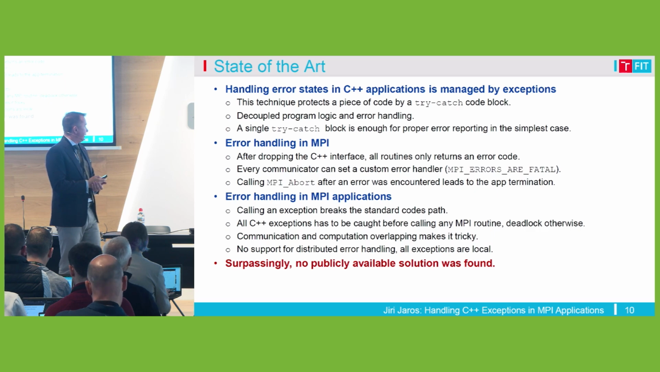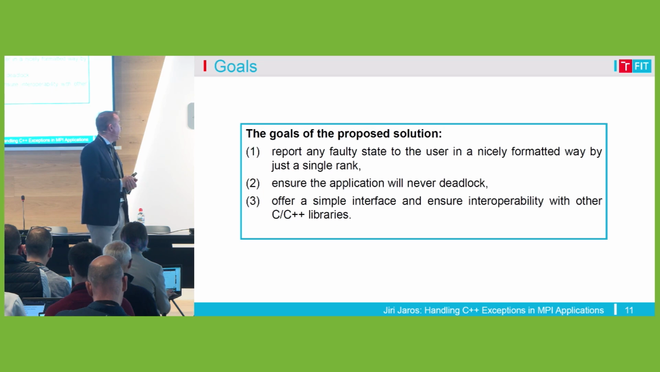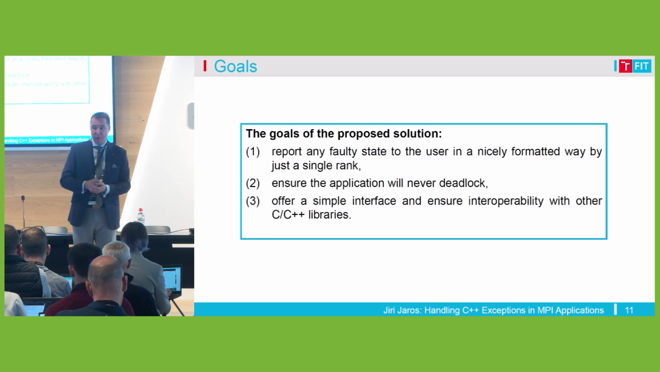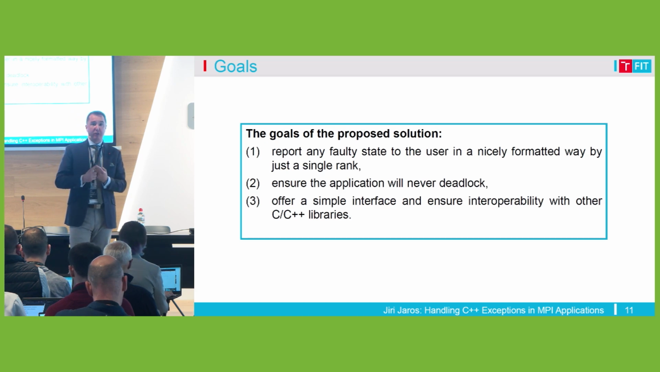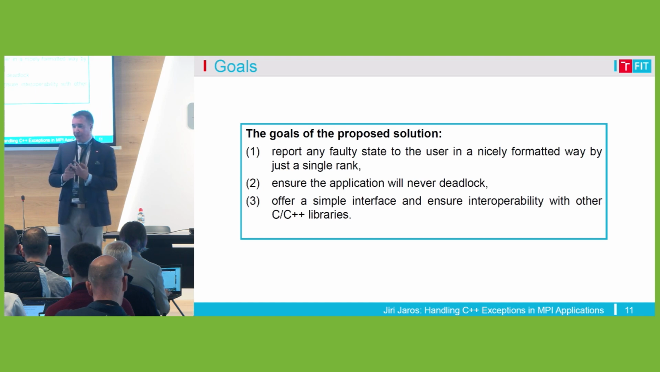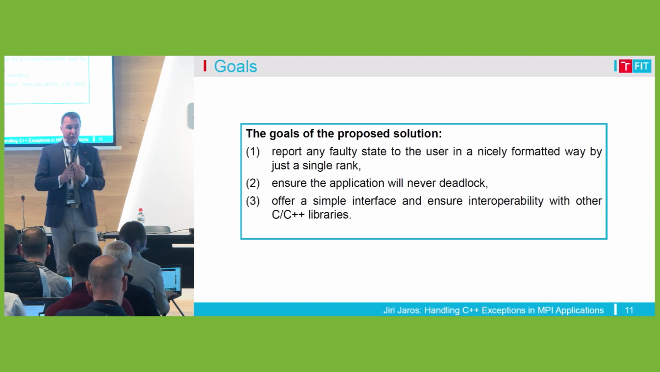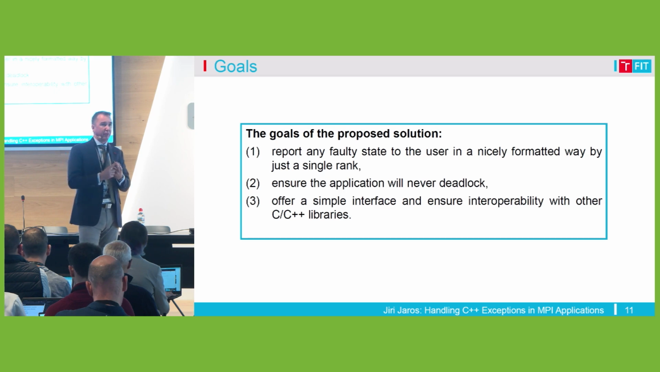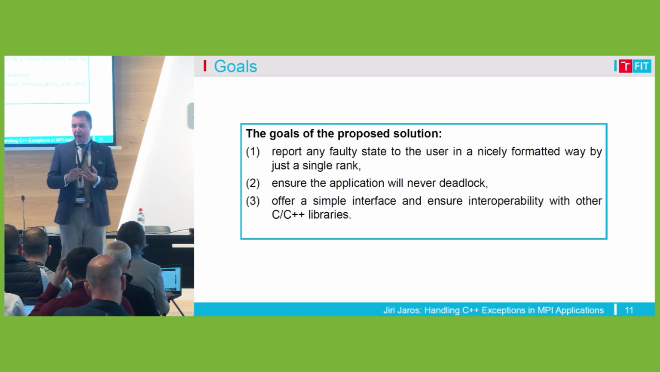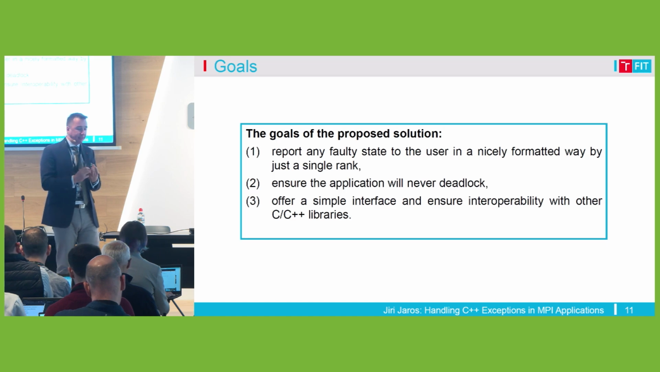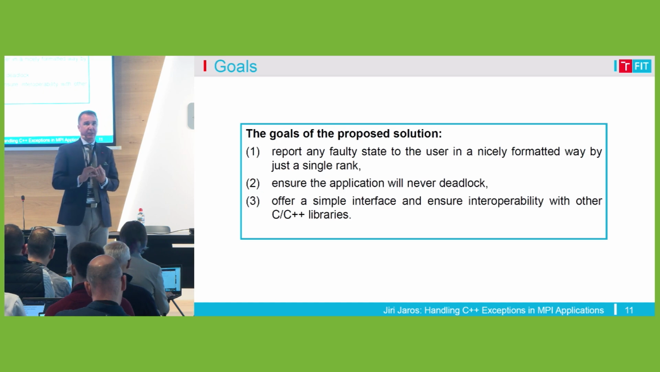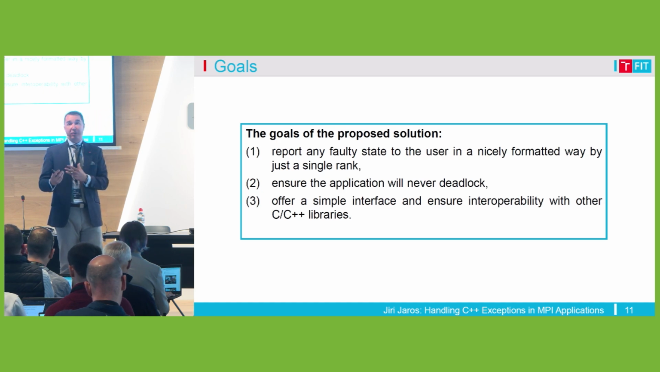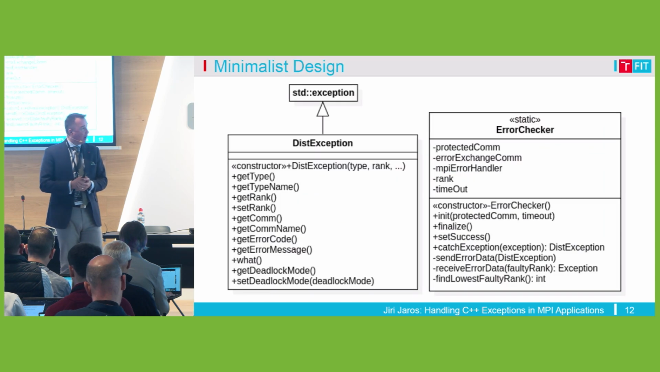So I was basically forced to come up with something clever. And basically, I set these 3 goals for my work. The first one is I always want a single rank to report the error. Then I would like to ensure the application will never deadlock, so I can detect the deadlock situation and somehow kill the code if it's inevitable. And the third goal was I really need compatibility with third-party libraries that don't have any idea about my error checking.